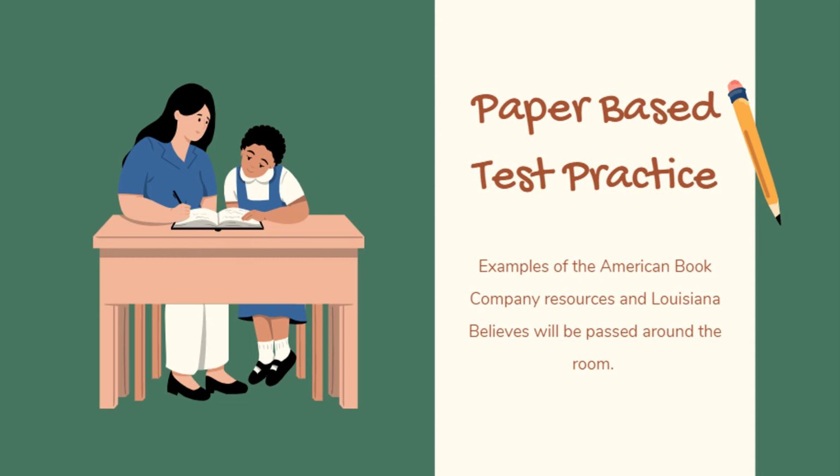So for our paper-based test practice, some examples of the American Book Company resources and Louisiana Believes will be passed around the room. So just take it and pass it around the room. In the American Book Company books, there's a pretest that you can give to your students. Then it has sections of different topics and questions to answer after each one of those topics. And then at the end there is a post-test.